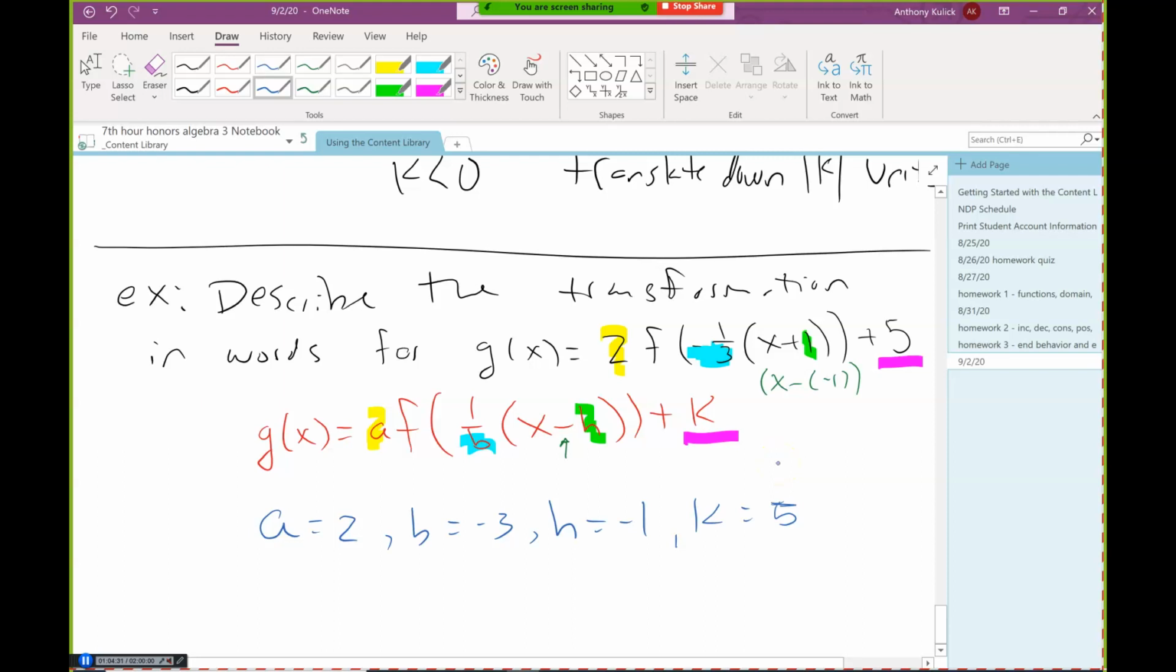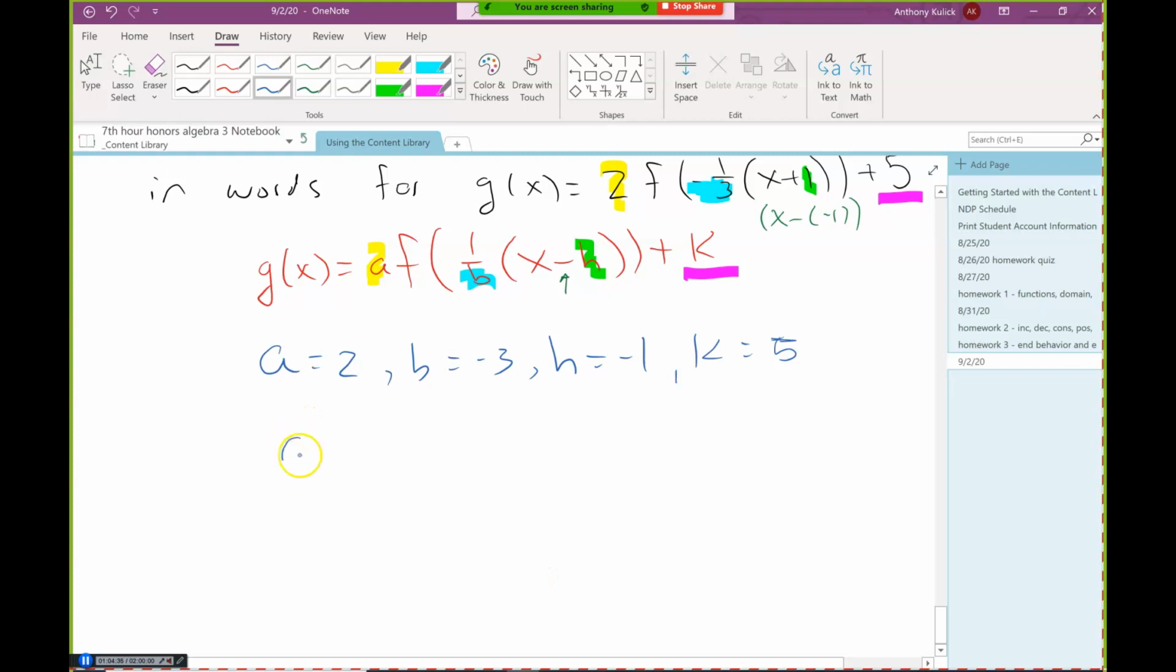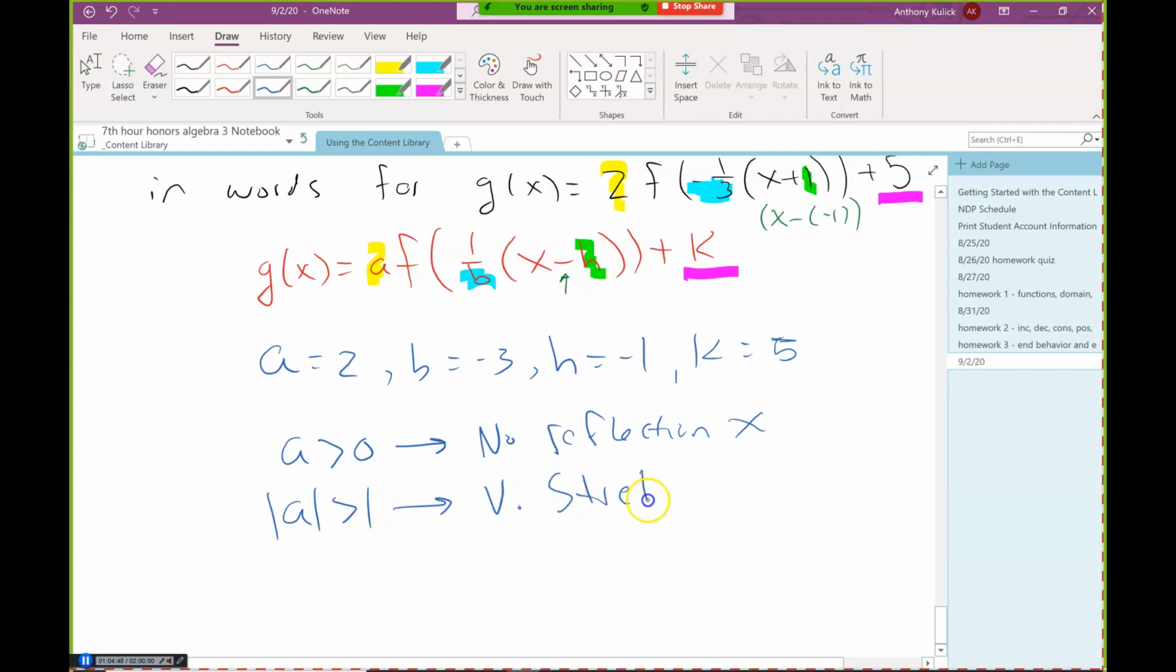Everybody okay with how I identified those? Now I'm just going to go through my criteria. Since a is positive, I have no reflection across the x. Since the absolute value of a is greater than 1, I have a vertical stretch by a factor of 2.